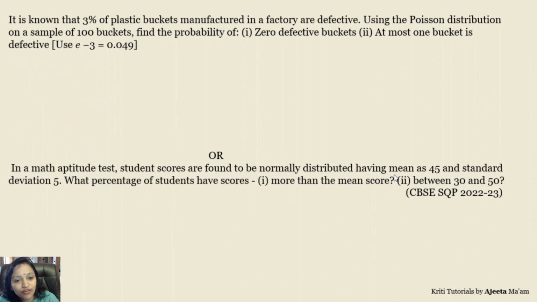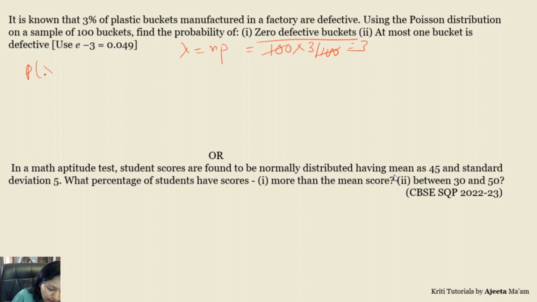Now, it is known that 3% of the plastic buckets manufactured in a factory are defective. Using the Poisson distribution on a sample of 100 buckets, find 0 defective buckets, at most 1. तो 0 defective buckets, पहले lambda calculate करते हैं NP से. So N is 100, P is 3 by 100. So lambda is 3. So now 0 के लिए calculate करना है हमें. So e raised to minus 3, 3 raised to 0 upon 0 factorial. So e raised to minus 3 is the answer.